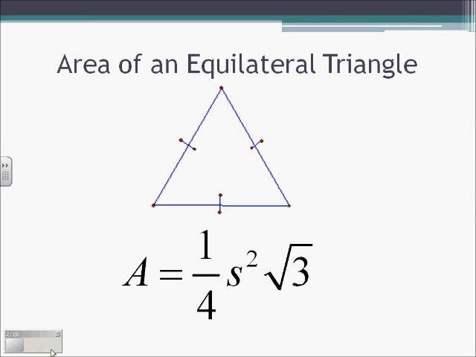The area of an equilateral triangle is going to be equal to 1/4 of the side squared times the square root of 3. We're going to use that with a lot of our area of regular polygons because we can break down polygons into sets of triangles, and a lot of polygons can be broken down into multiple sets of equilateral triangles.